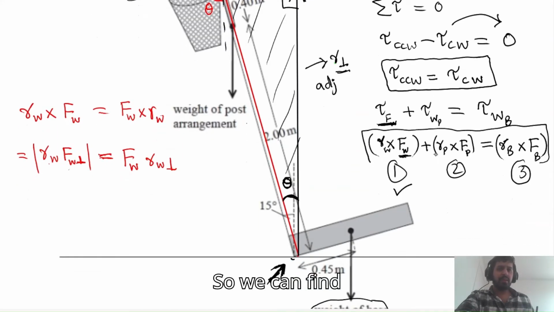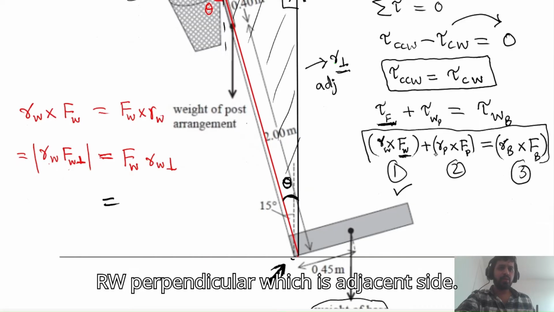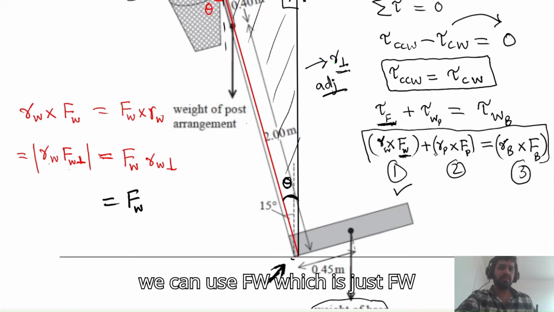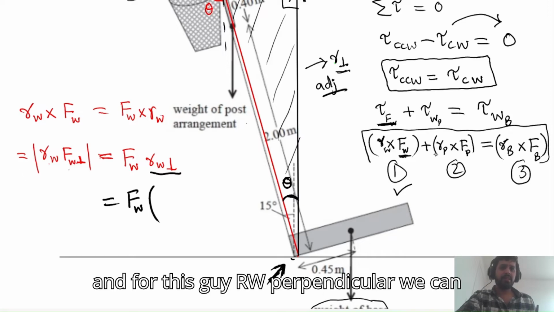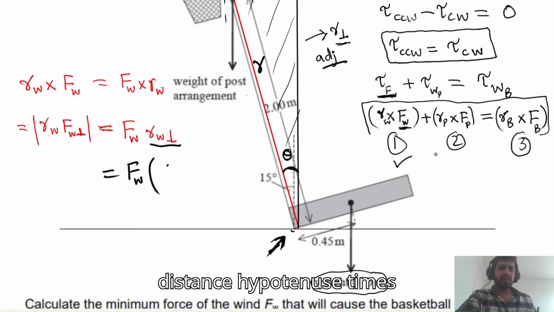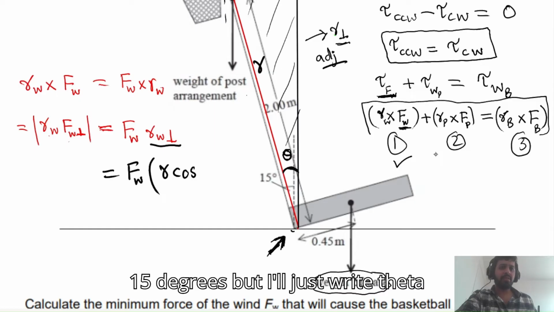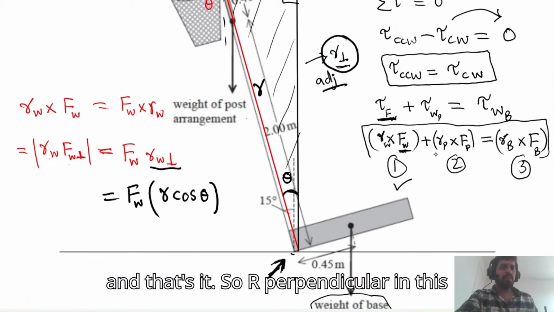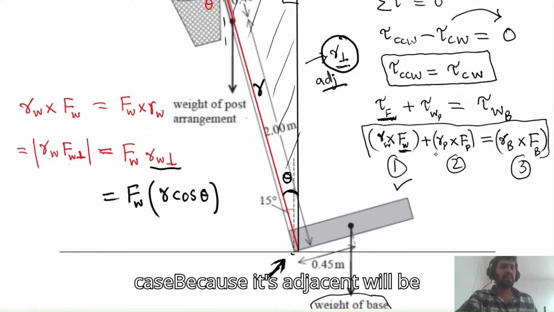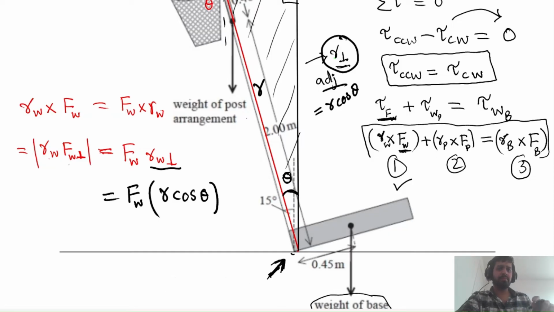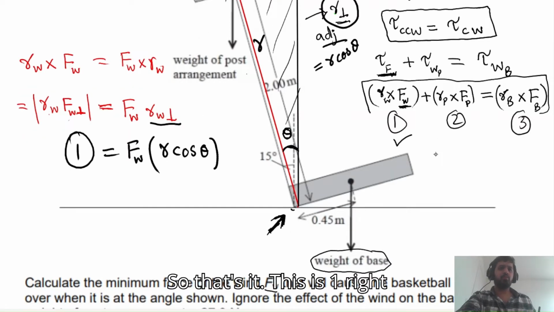So we can find RW perpendicular, which is adjacent side. We can use FW, which is just FW. And for RW perpendicular, we can use hypotenuse, which is just R, this distance, times cosine of theta. So cosine of 15 degrees, but I'll just write theta. And that's it. So R perpendicular in this case, because it's adjacent, will be equal to R cosine of theta. So that's it. This is 1, right?